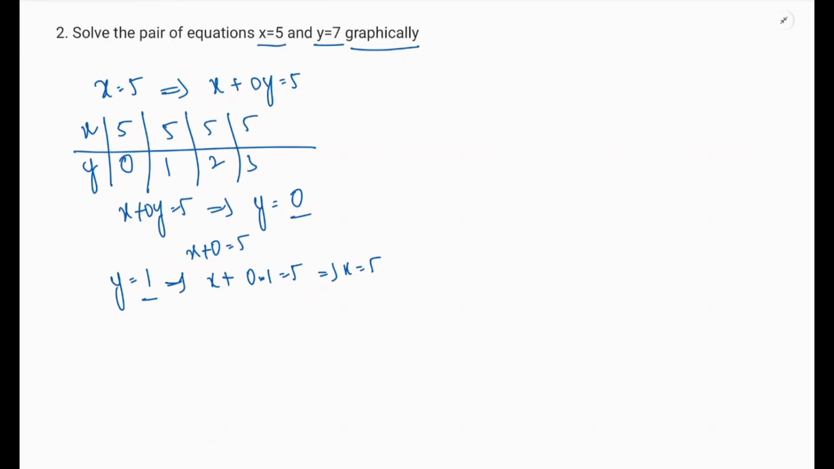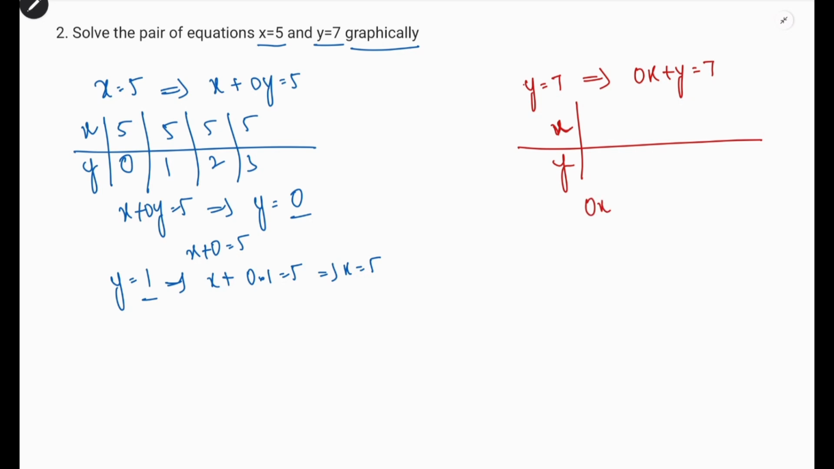Now we will take the second equation, y is equal to 7. This equation can be written as 0x plus y is equal to 7. Now we will take the values of x and y. If x is equal to 0, what will be the y value? 0 into 0 is 0 plus y is equal to 7. And if x is equal to 1, what will be the y value? 0 into 1 plus y is equal to 7. So y is equal to 7.